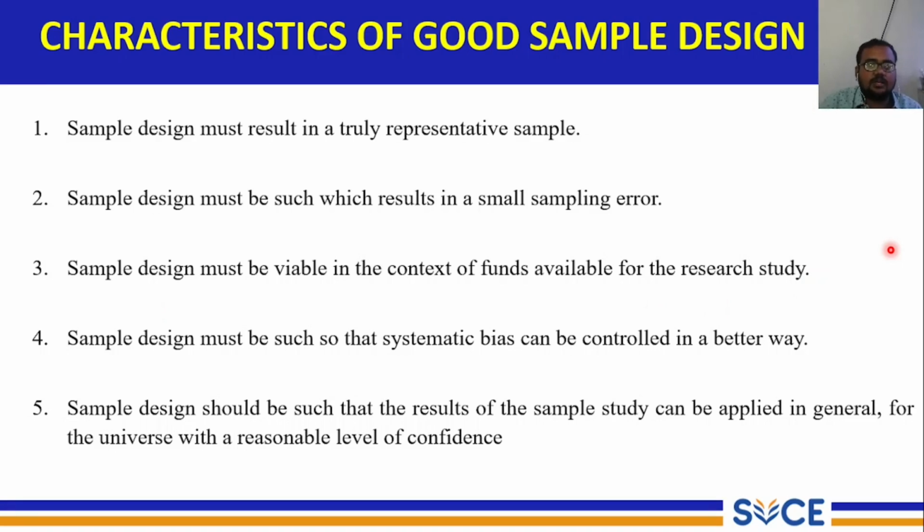You cannot just take a sample without regard to the available resources or the cost the organization or industry can bear. You have to take a sample that is viable for the funds available. More importantly, the sample you take and the results should be such that they can be applied in general with a reasonable level of confidence. In statistics, we say at a 95% level of confidence, or a 90% level of confidence. There are two categories, 95% and 90% confidence level. So with a good reasonable confidence level, the results of the sample have to be applied to the general population. That is how a good sample design has to be.